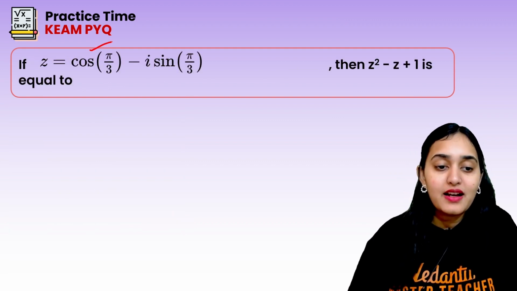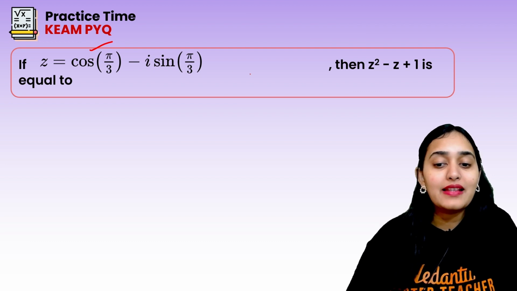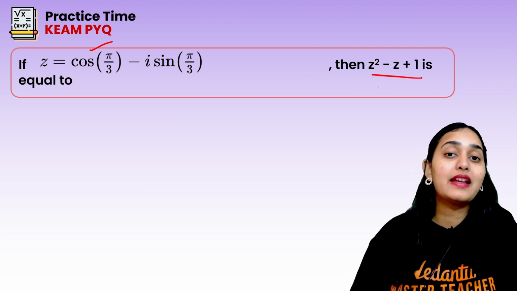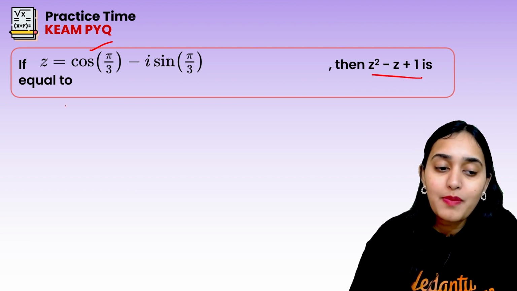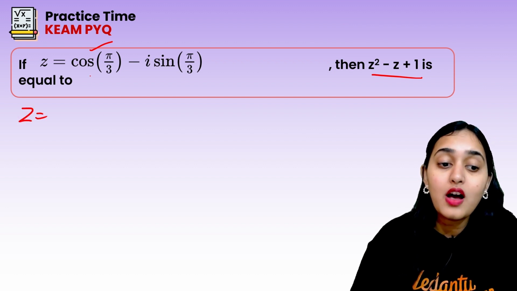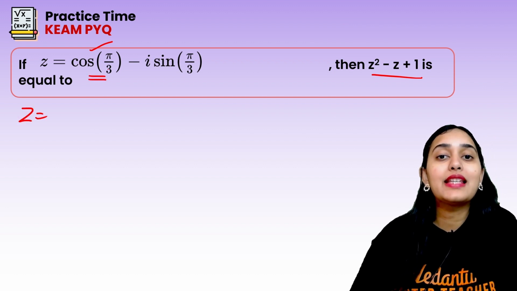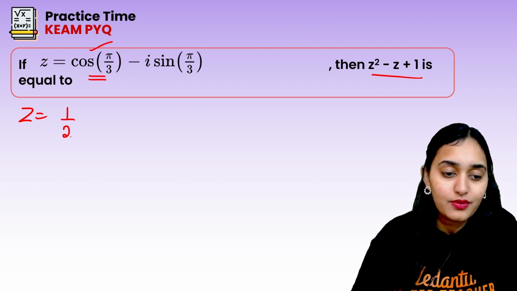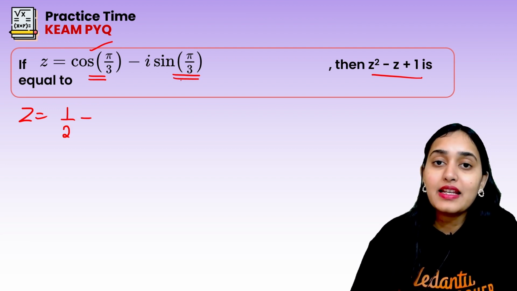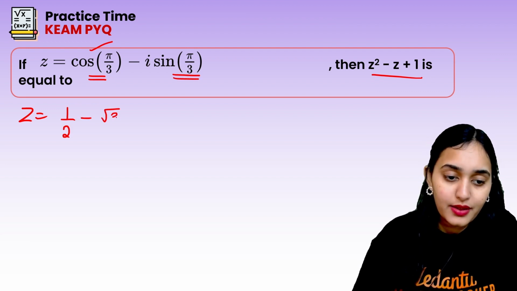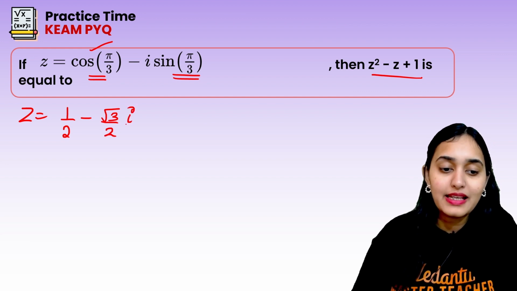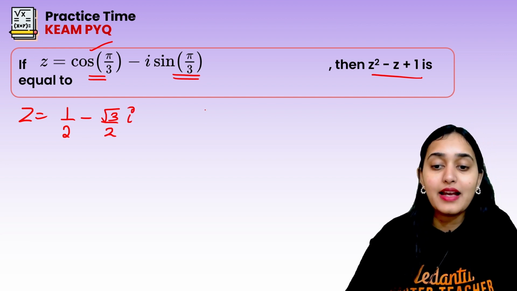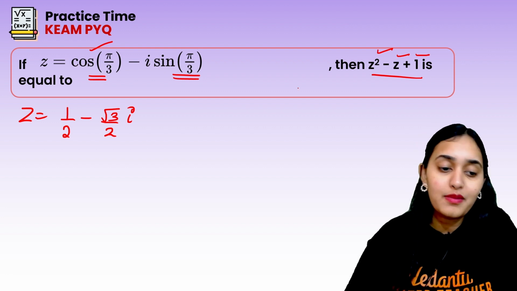Next, if z is cos pi by 3 minus i sin pi by 3, then z square minus z plus 1 is what? Now what is cos pi by 3? Cos 60 degree is 1 by 2. Sin 60 degree is root 3 by 2. So this is z. In the question they are asking z square minus z plus 1.